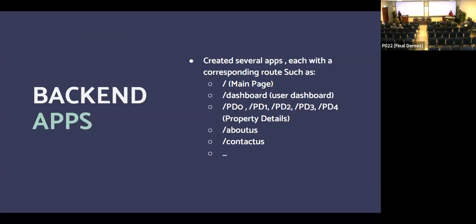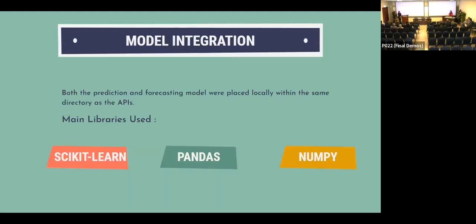So for our backend apps, we created several apps, each with a corresponding route, which includes the main page, dashboard, PD0, PD1, and so on. Those are all property details forms, and about us, contact us, and so on.